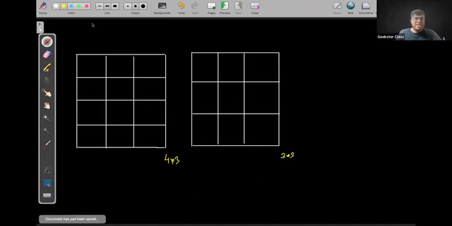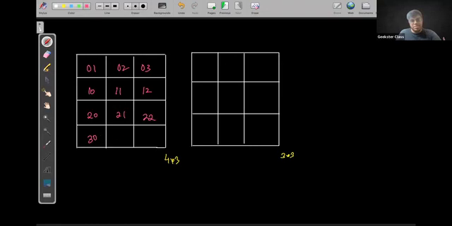Yes. So let us take some values. In the first matrix, let us take 0, 1, 0, 2, 0, 3, 0, 4, 0, 5, 0, 6, or let us take 1, 0, 1, 1, then 1, 2, then 2, 0, 2, 1, 2, 2, then 3, 0, 3, 1, 3, 2. In the second matrix, let us take maybe 40, 41, 42, 50, 51, 52, then 60, 61, 62. This is the second matrix.